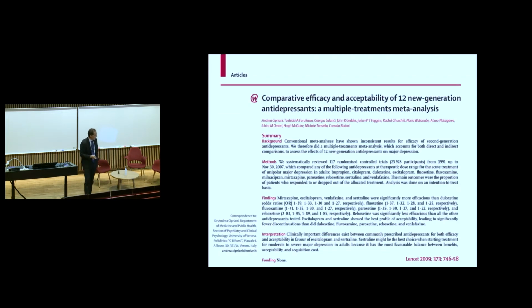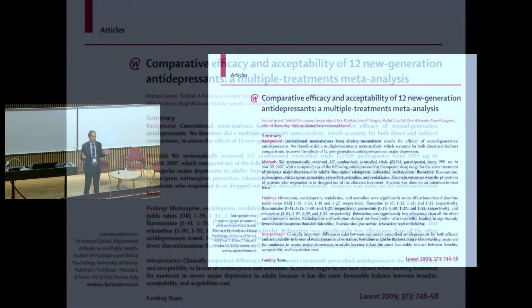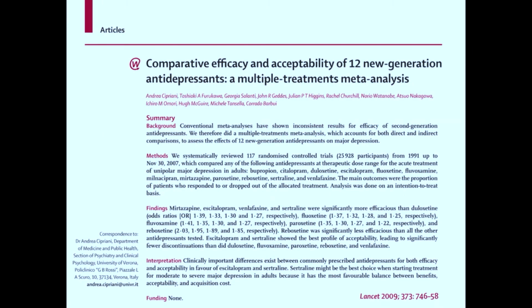Let me show you a real example. This is a paper we published in The Lancet in 2009. It was the first network meta-analysis ever done in psychiatry. And I was completing my training at that time. One of the big questions I kept asking my senior colleagues was: I have a patient with depression, we agreed to prescribe an antidepressant, and I know we need to follow NICE guidelines, which means prescribing a second-generation antidepressant. But which one, if any, is the best treatment for the patient? Are they all created equal, or are there differences between antidepressants?